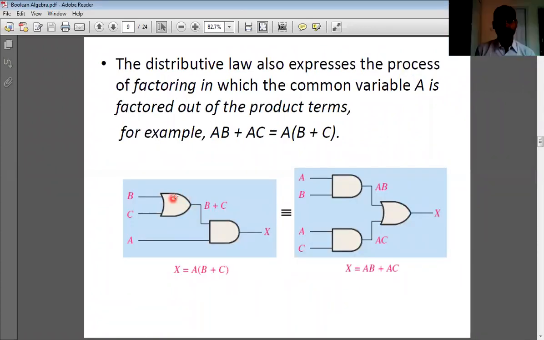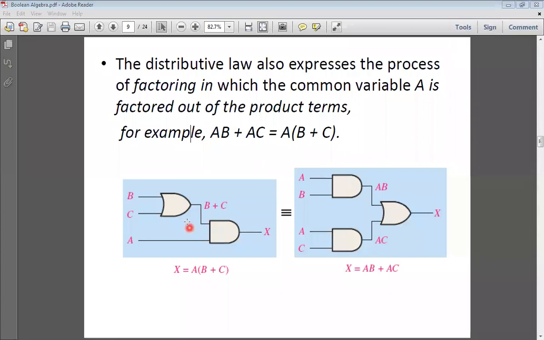Here we have used an OR gate, which is taking B and C as inputs, and what is the output? B plus C. This result is ANDed with A, which gives us A into B plus C. So X is equal to A into B plus C.